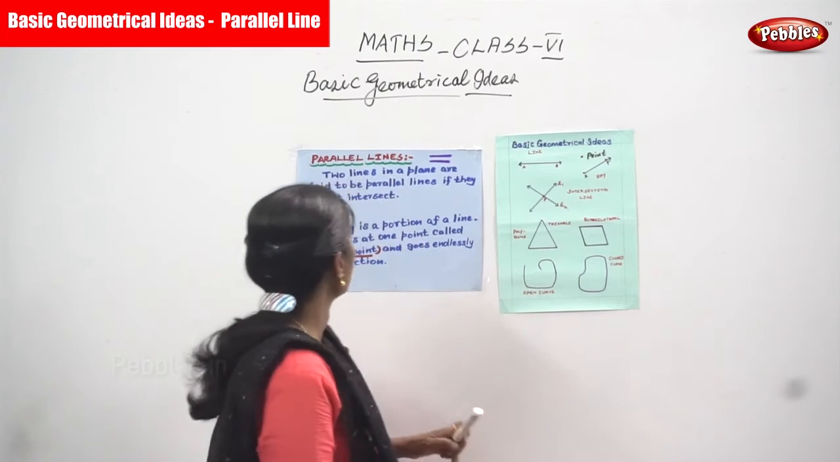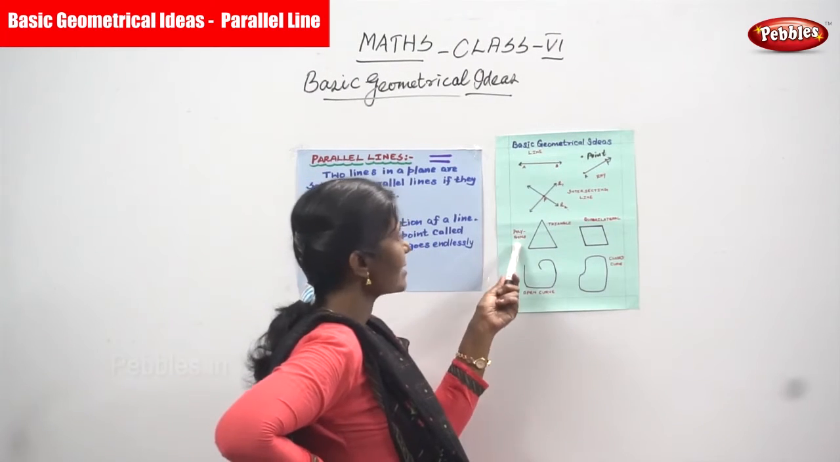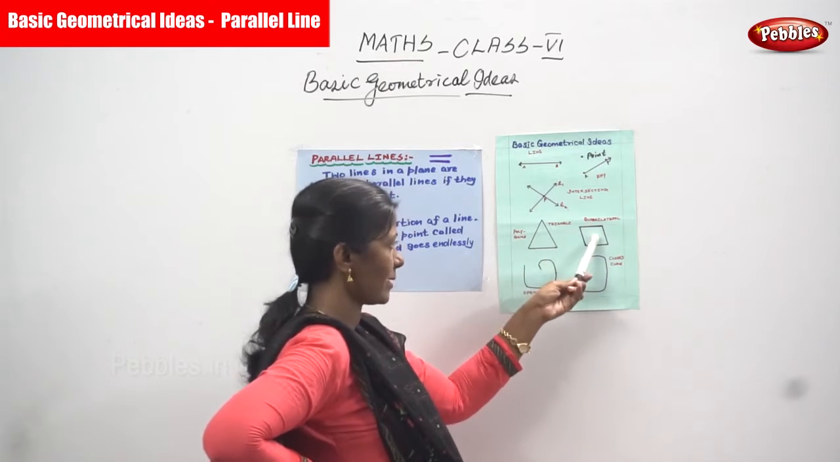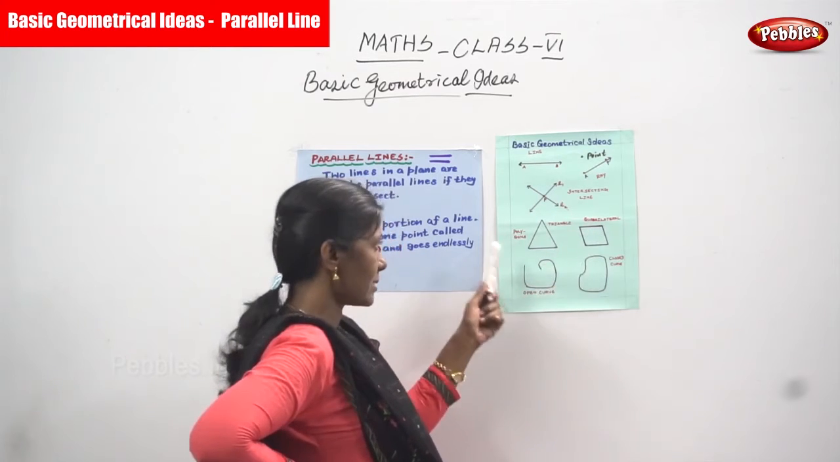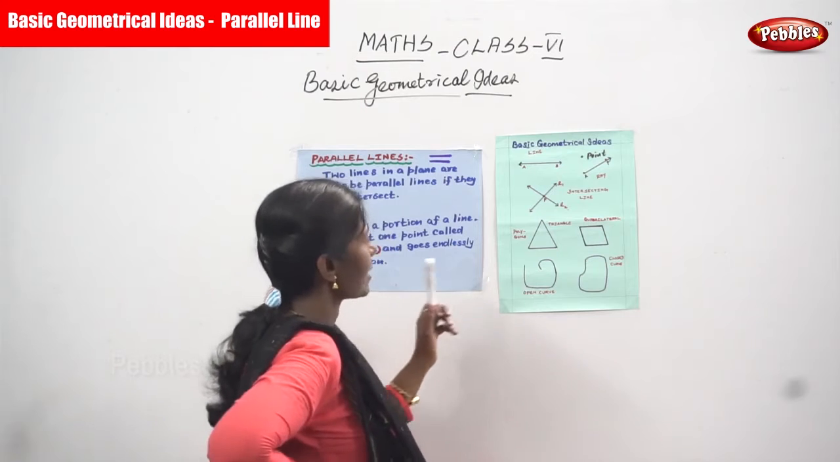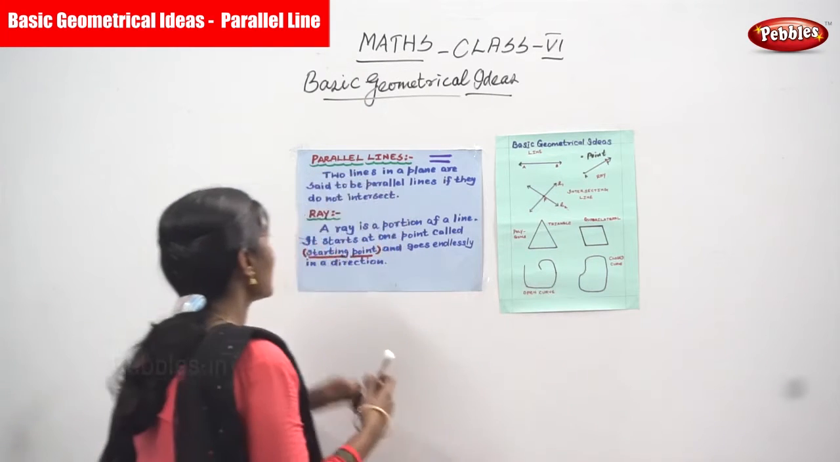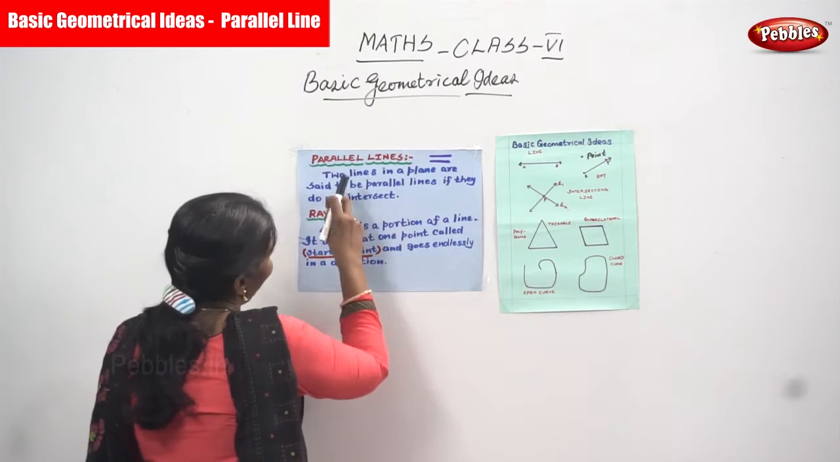Now we are going to see, I already have said polygons, the examples of polygons: triangle and quadrilateral. Before we discuss polygons, we have to see parallel lines, ray and curve. After that we go to see the polygons. Now let's start. The remaining thing is parallel lines.